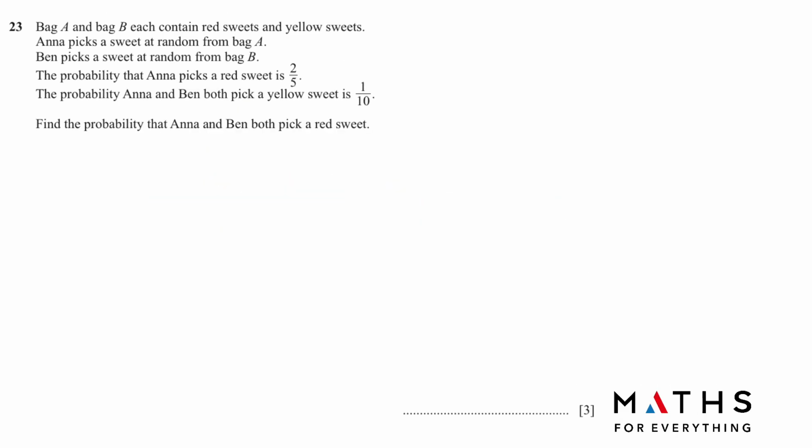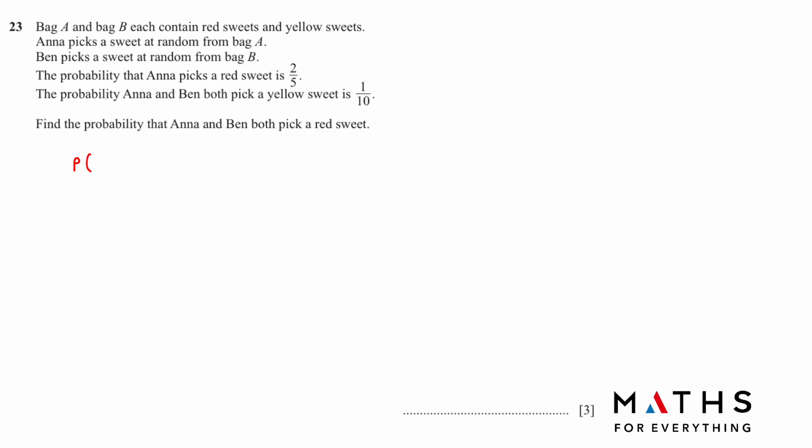Here we have bag A and bag B, each containing red sweets and yellow sweets. Anna picks a sweet at random from bag A and Ben picks a sweet at random from bag B. The probability that Anna picks a red sweet is 2 over 5. The probability that Anna and Ben both pick a yellow sweet is 1 over 10. Find the probability that Anna and Ben both pick a red sweet. Here the probability has been simplified for us.